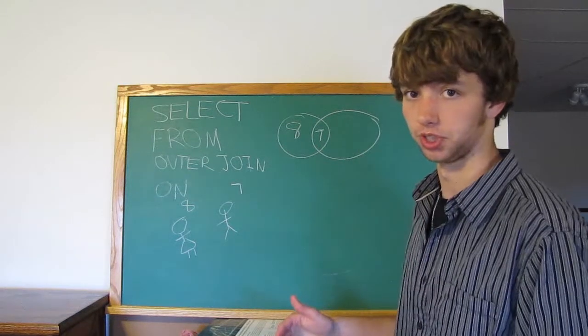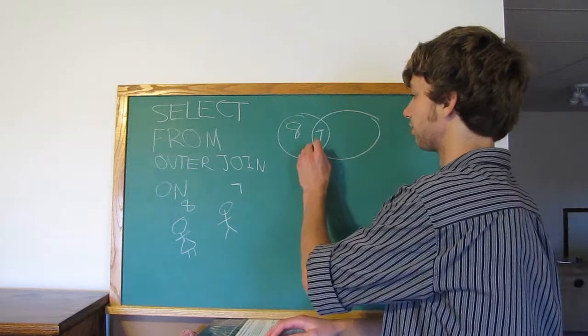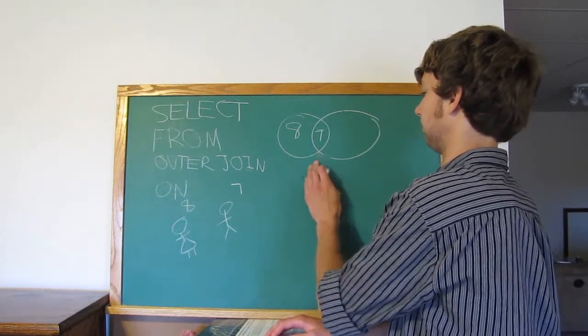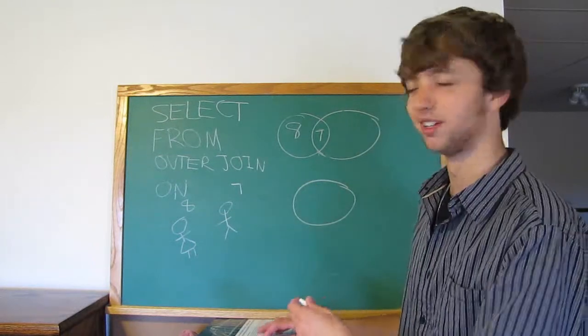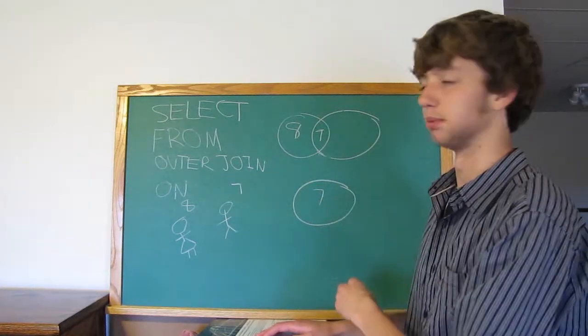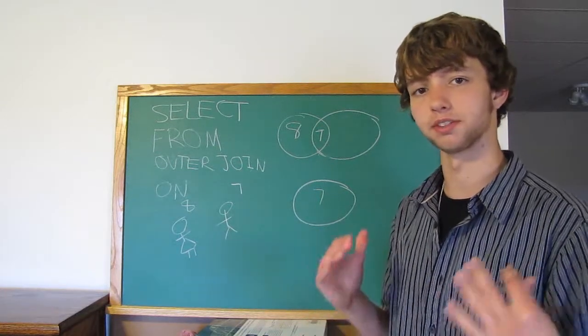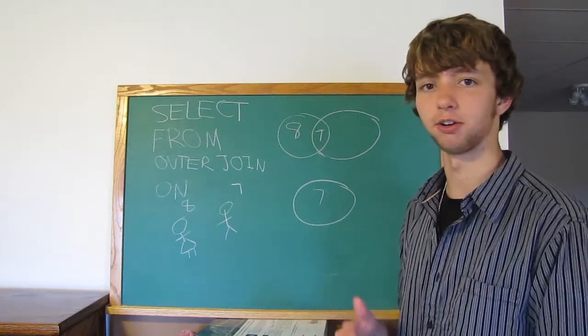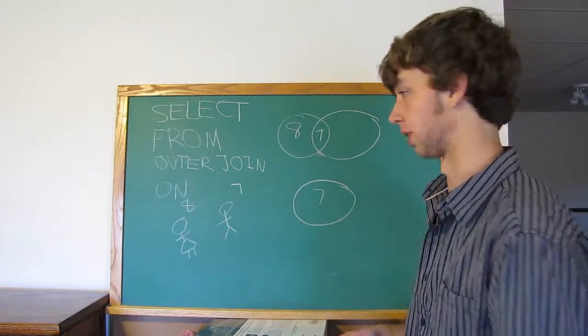Now an inner join is going to take all the information from the center, that doesn't look right, and create a new table. So he will be in this table, but she will not, because it's an inner join and it's only going to take the stuff that overlaps. So if I need all of the people who have made orders, then I will use an inner join.